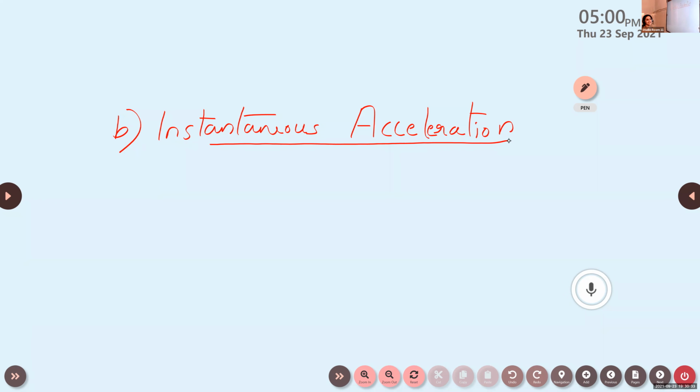Okay. Instantaneous acceleration. So what do we mean by instantaneous acceleration? Instantaneous acceleration means the acceleration at any particular instant of time. It is the value of acceleration at a particular instant of time.